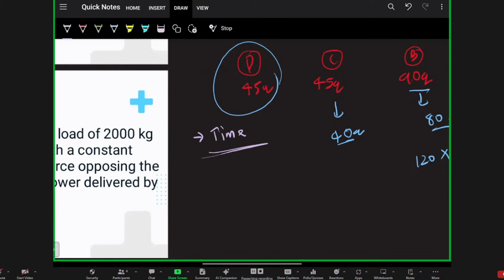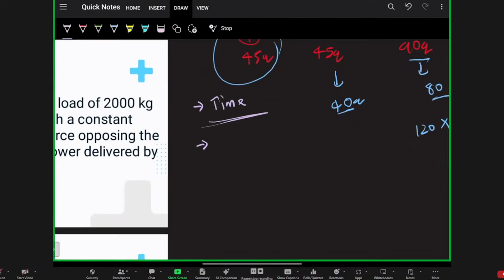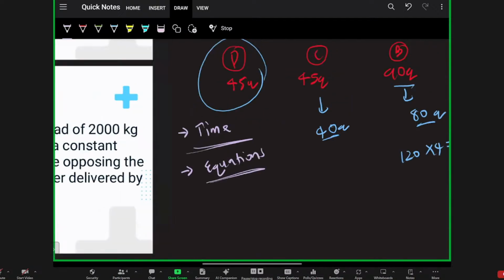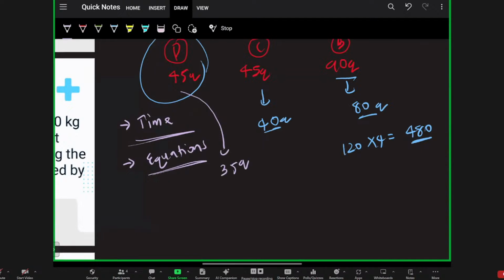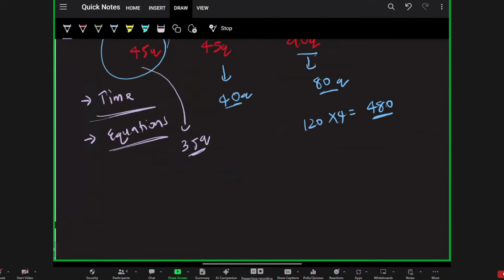Second, equations should be at your pen tip: all basic equations, all important formulas. Suppose you can solve 35 questions, which are in the easy category. 35 into 4, how much? 140, correct? 480 plus 140, how much? 620. 620 marks.